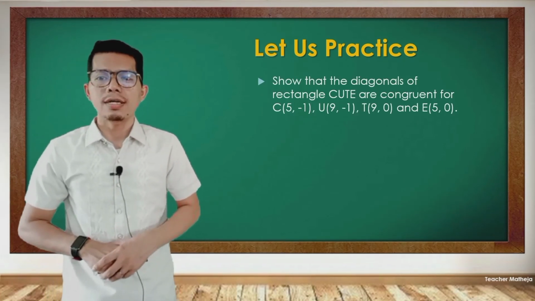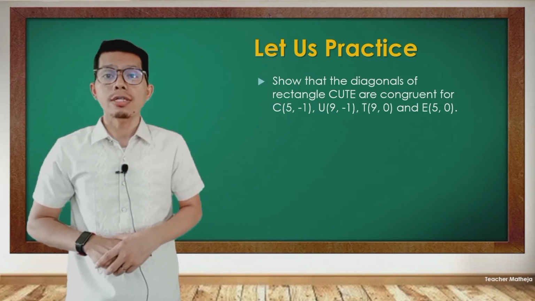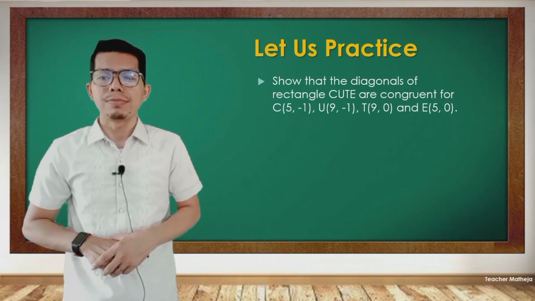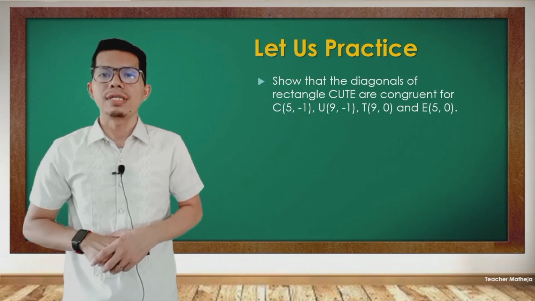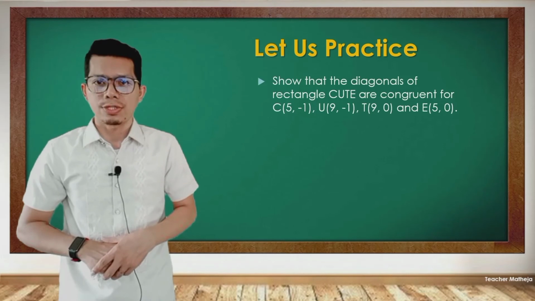Right, next. Show that the diagonals of rectangle CUTE are congruent. For point C with the coordinates 5, negative 1, U with the coordinates 9, negative 1, T with the coordinates 9, 0, and E with the coordinates 5, 0. Start.